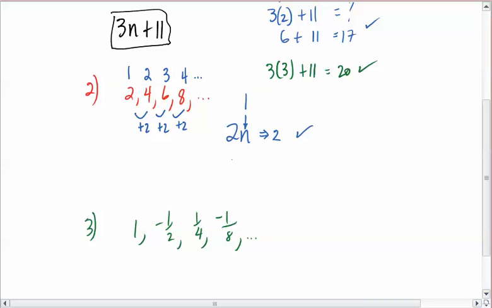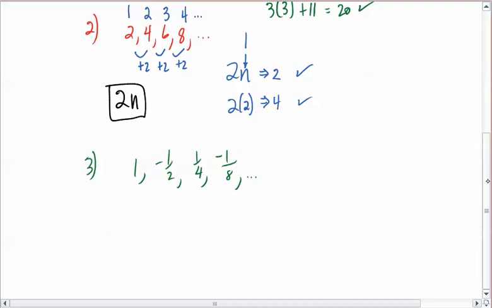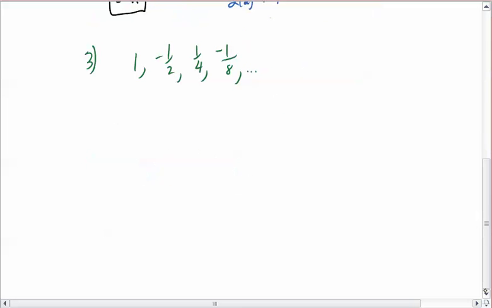So let's just double check. If I put a 2 in, will it give me what it's supposed to give me, which is a 4? Yes. Okay, so my general formula would be 2n. There's that one. Now let's take a look at one that looks a lot harder. It's really not that bad. If you watched the previous videos, you know that if we have an alternating sign, it's very simple to create the formula for that.